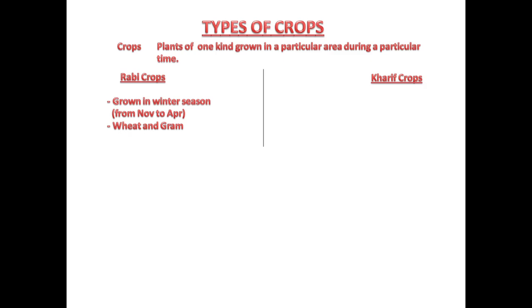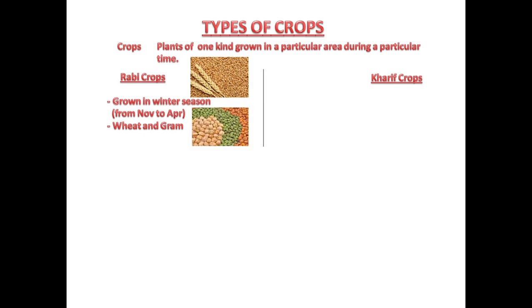You can see the picture of wheat. This is wheat and this is gram. Okay. Now we will see Kharif crops. Kharif crops are grown in summer season, that is from June to October. The examples of Kharif crops are rice, maize, jawar and bajra.